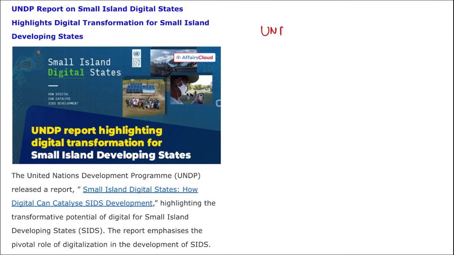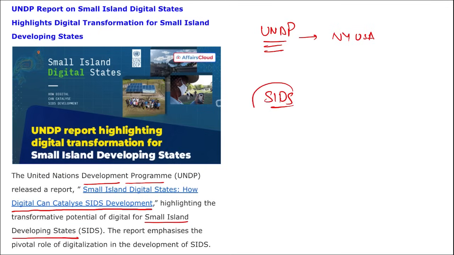Next, we are talking about the United Nations Development Program, headquartered in New York, USA. UNDP recently released a report, Small Island Digital States: how digital can catalyze SIDS development. SIDS is Small Island Developing States. So for Small Island Developing States, how can digitization benefit them? How can we use new technologies so that we can cater to that population?